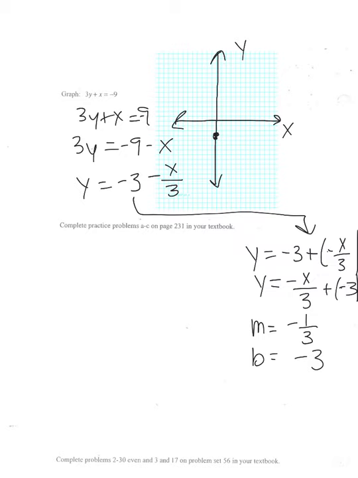So my down 1 to the right 3. 1, 2, 3. Put a point there. Down 1 to the right 3. 2, 3. We'll put a point right there. We connect them. And we've got our graph.